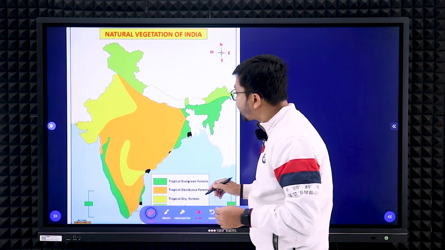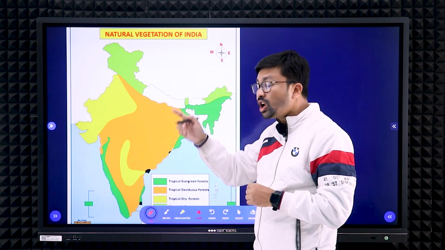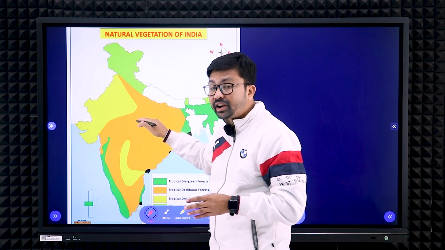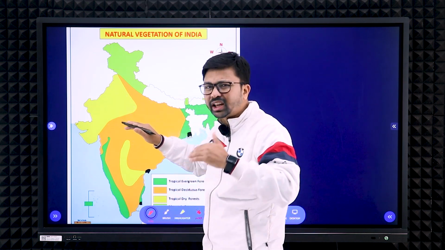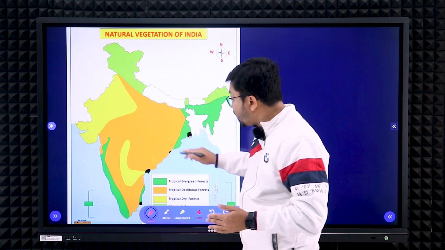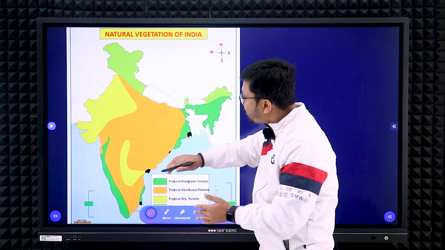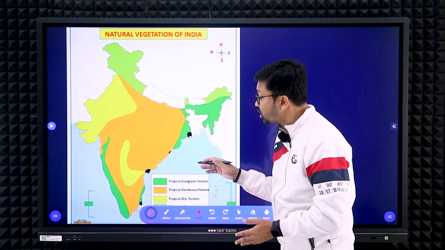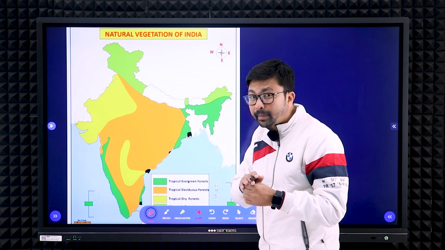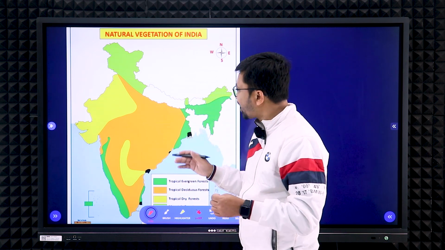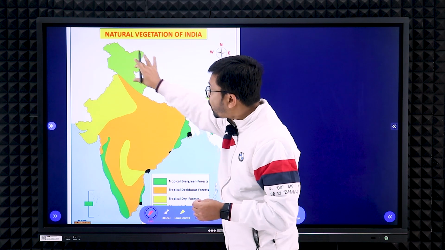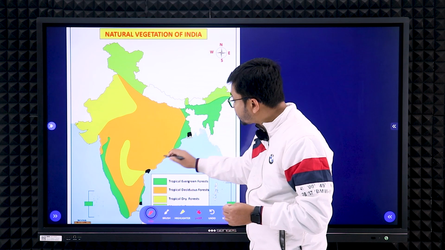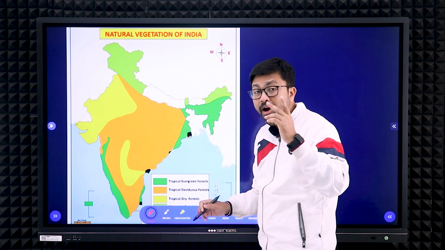So here you will see the tropical evergreen forest, where the rainfall is more than 200 centimeters. And where the rainfall is less, in the western part of India, that is Rajasthan, Gujarat, the Thar desert area, you can see there will be the desert vegetation. Except that, in the maximum part of India, the central part, you will see the tropical deciduous forest, where the rainfall will be between 70 to 200 centimeters, right? And in the mountain area we will see the mountain vegetation, meaning the Himalayan part, right? And in the river delta areas, you will see the mangrove vegetation.